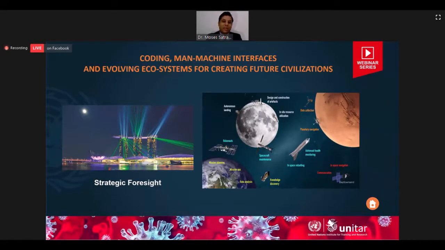Coding, man-made machine interfaces are here to stay. There's an evolving ecosystem. Today we are here on Earth. It is our home. That's great. But in the future, there could be future civilizations. Do you want to reach to the heavens? Why not? We can get there together. So let's look at this as a strategic foresight.